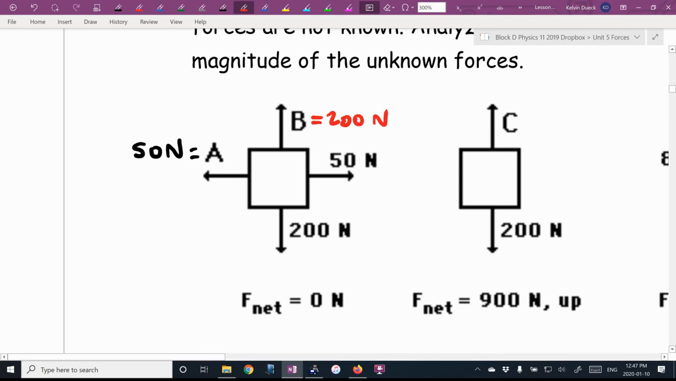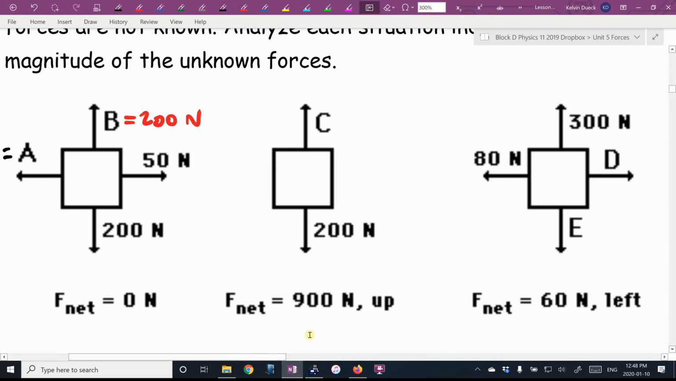So a free body diagram. If you know the net force, you can figure out missing forces, or if you don't know the net force, you can figure it out from the free body diagram. Grace, look at the second picture. It says the net force is 900 newtons up. How big must C be? And I'll give you a hint. It's not 900. It's got to be 1100 newtons. Has to be.